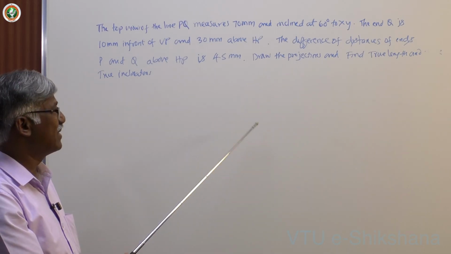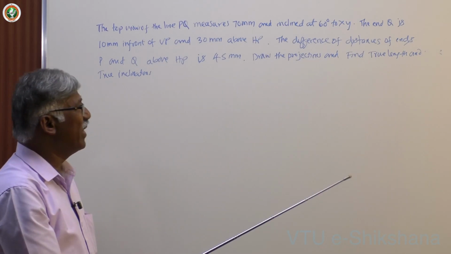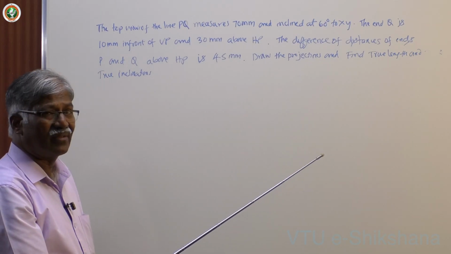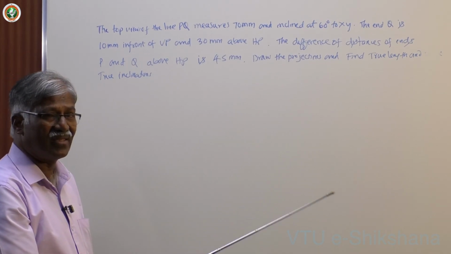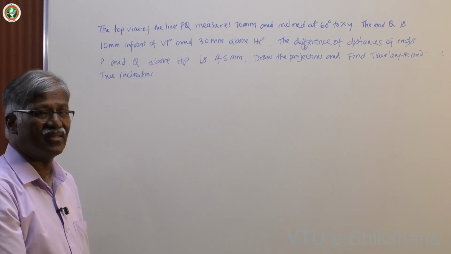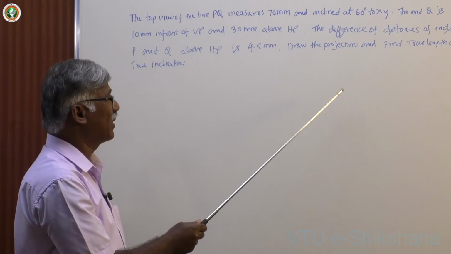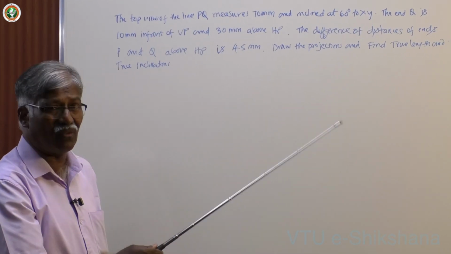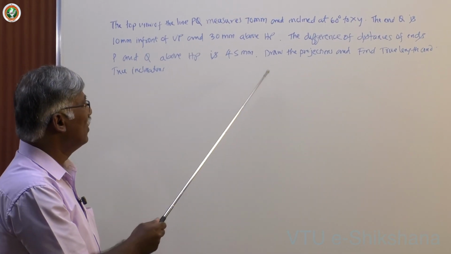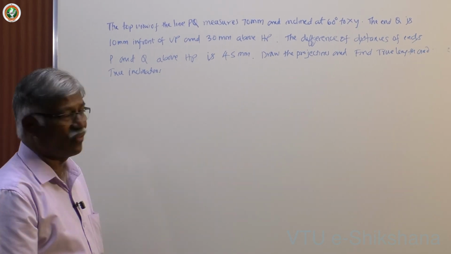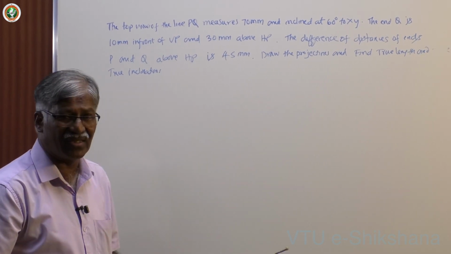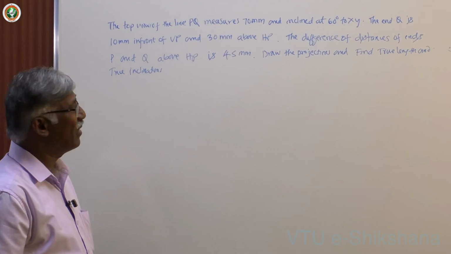We will discuss what exactly this is. This is a typical statement. In straight line problems, we usually get the distance of the other end, like 65 mm above HP, 50 mm in front, like that. But this is a typical statement. We will look into what exactly this means. Now draw the projections and find the true length and true inclination. Normally true length and true inclinations are given. Here all the data are different.